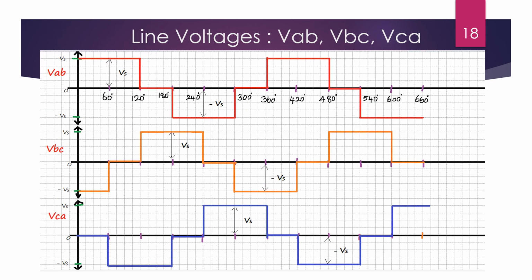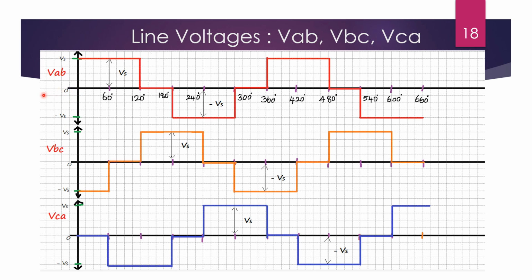We have seen the phase voltages. Let us check and observe the line voltages also. From the tabular column, we have observed that the line voltages are VAB, VBC, VCA, and for step 1, 0 to 60 degrees, VAB was Vs, VBC is minus Vs, and VCA is equal to 0. The next step is 60 to 120 degrees. Step 2, VAB is equal to Vs again, VBC is 0 and VCA is minus Vs.